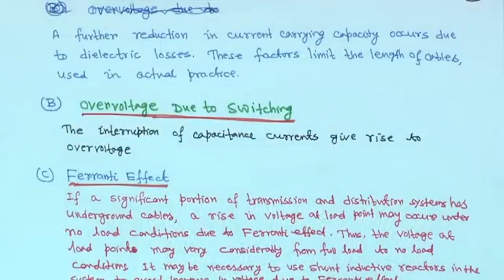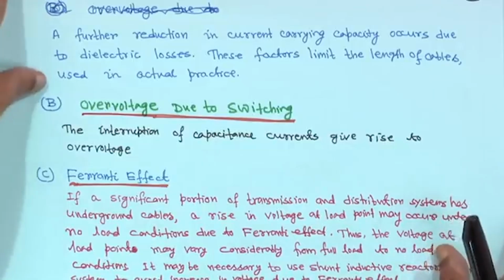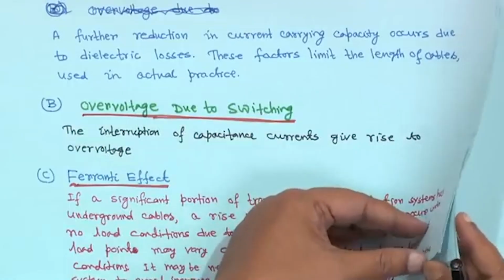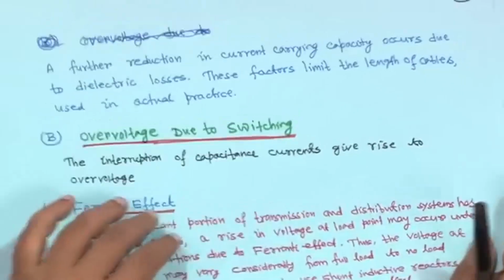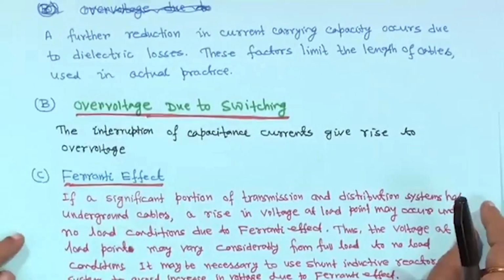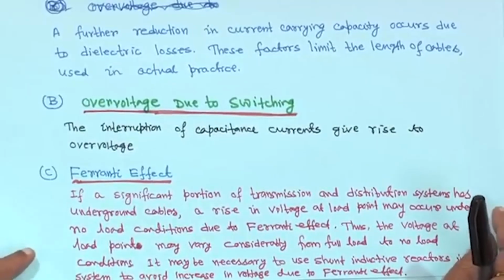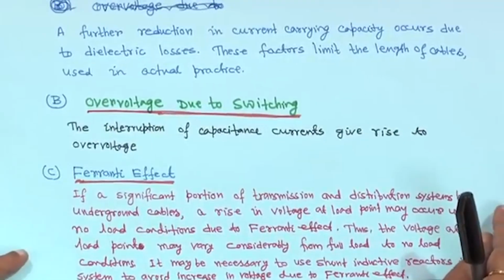Okay. Next is that a further reduction in current carrying capacity occurs due to dielectric losses. If there is dielectric loss, it will also help to increase the temperature. So, this factor limits the length of cables used in actual practice. So, that means you have to consider all the factors for these different types of losses for the cables, right.